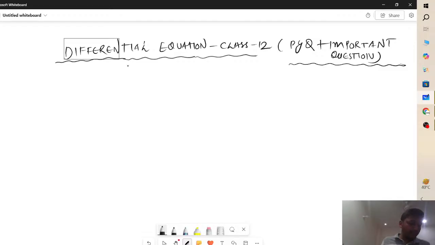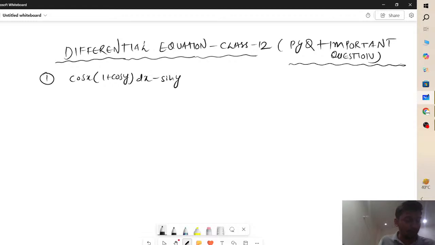Okay. So the first question of our day is to find the solution for the differential equation cos x (1 + cos y) dx minus sin y into (1 + sin x) dy equals 0.